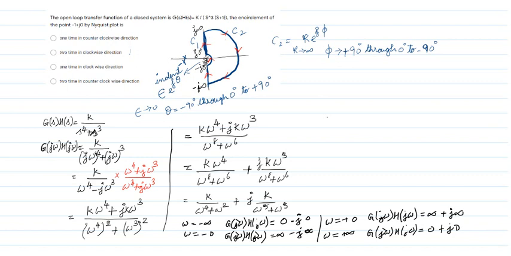Okay. So first thing, G of s H of s is given. In place of s I substitute j omega. These are simple mathematical manipulations, right? Using the complex conjugate, I got these expressions. Now try to split into real part and imaginary part, to find out the values.